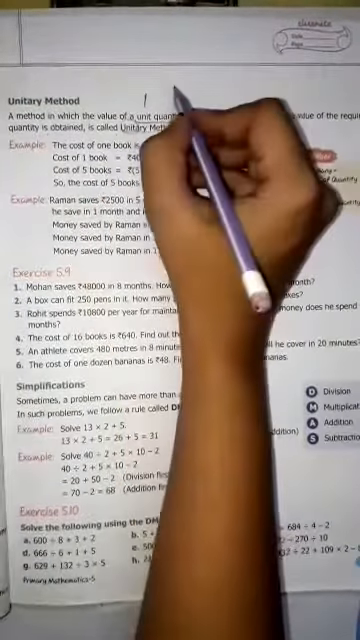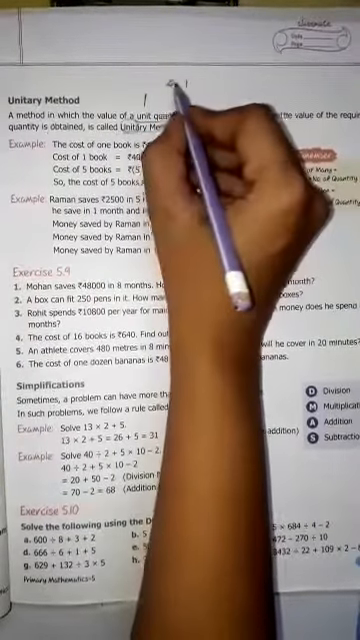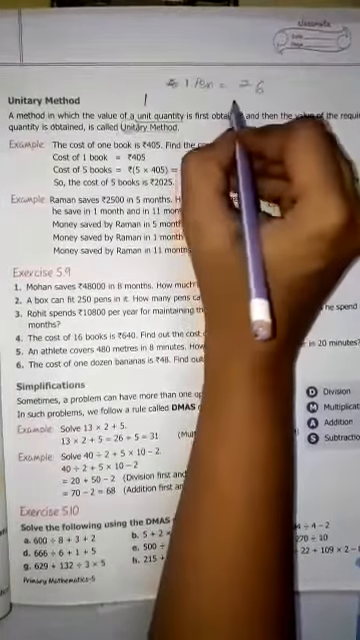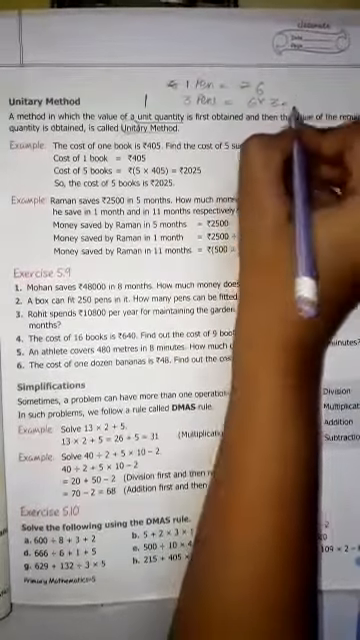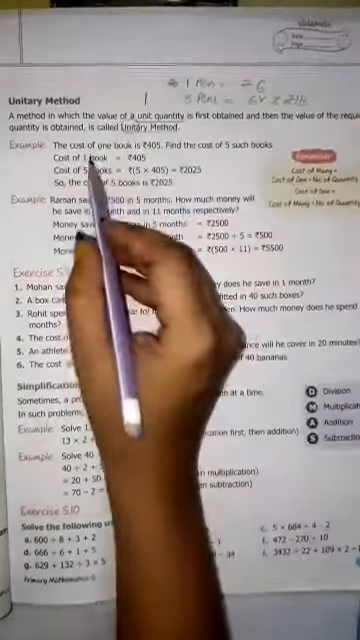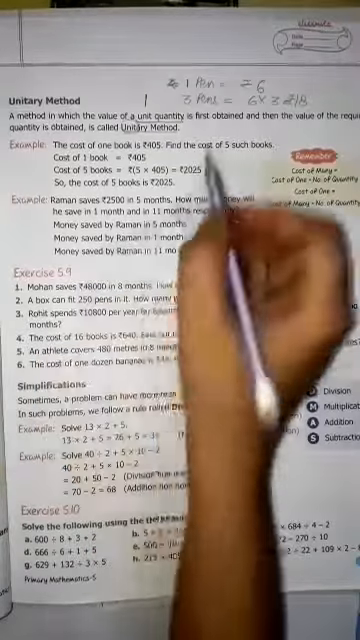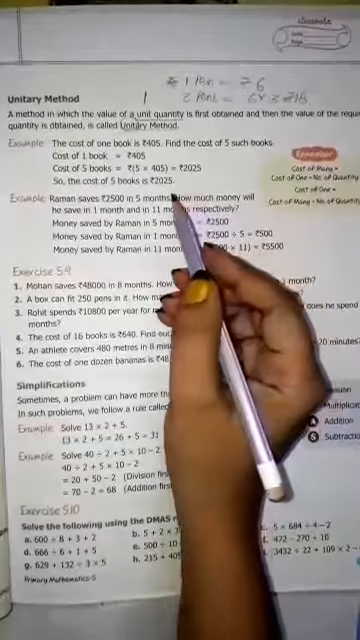Children, if you are going to a shop and you know the cost of one pen, that is 6 rupees, and you are going to purchase 3 pens, you know what you will do? 6 into 3, you will get the answer 18 rupees. Similarly, we are going to do these types of questions in this way. First, we need to find the value of 1 unit, then we will multiply by the asked units.